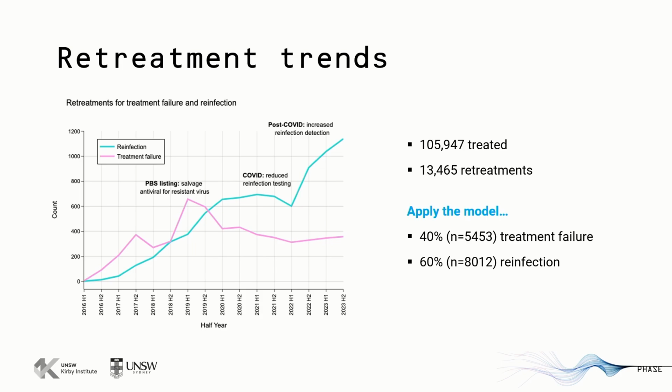And then retreatment for reinfection, which is comprising the bulk of retreatments in Australia, has had a bit of a plateau around COVID when there was decreased reinfection surveillance and detection, and then post-COVID we're seeing quite a steep increase.